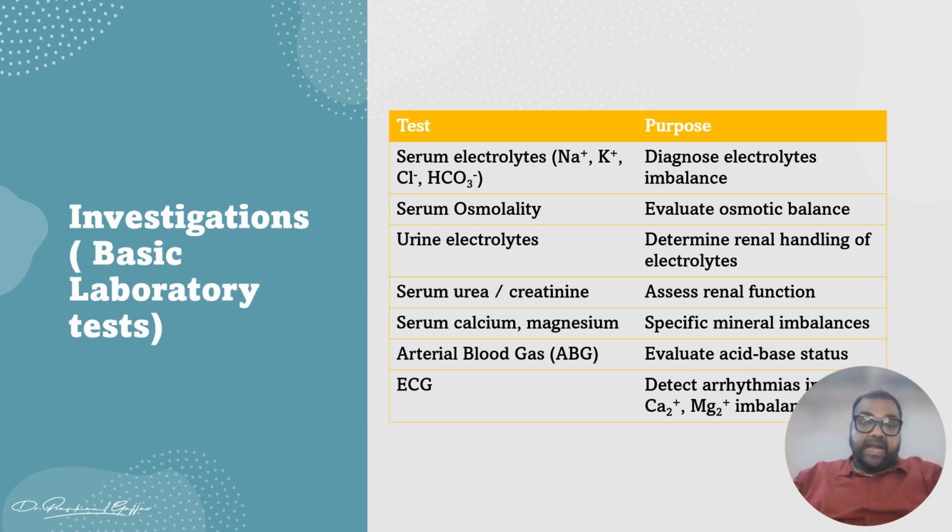We have to perform the arterial blood gas analysis, because of the HCO3, to evaluate the acid base status. And the last one is the ECG, to detect the arrhythmia due to the potassium, calcium and magnesium imbalances, right? Some additional tests are also required for the clinical suspicion.